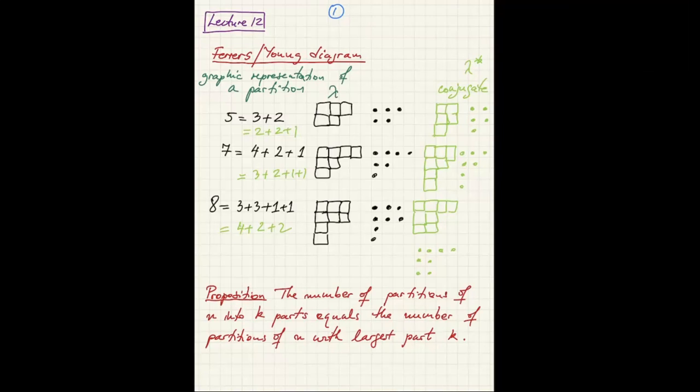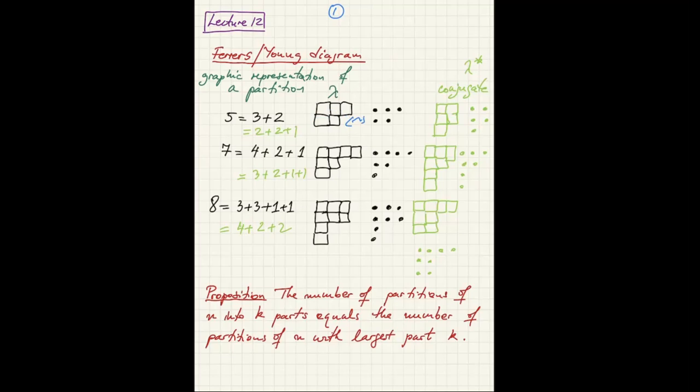A Ferrers or Young diagram is a graphic representation of a partition of a natural number. For example, 5 is 3 plus 2, and you can represent the 3 as a row of 3 squares, followed by a row of 2 squares below it, which corresponds to the number 2. Now, these squares can also be represented by dots.